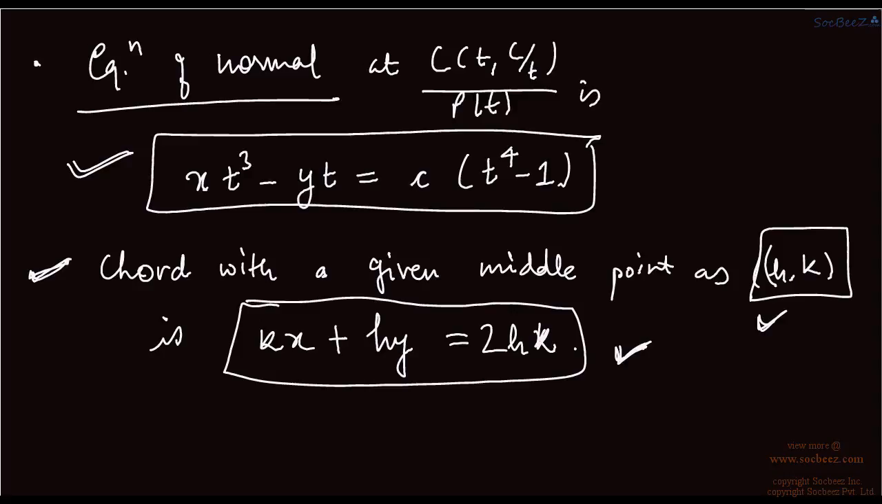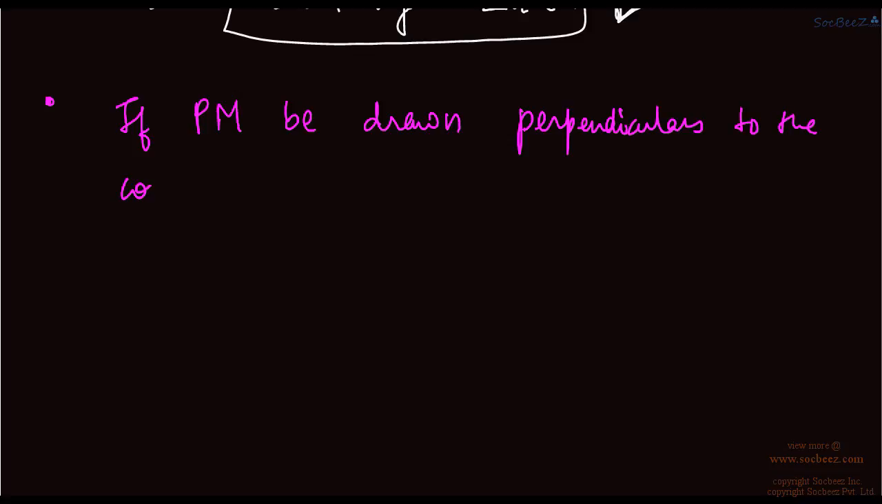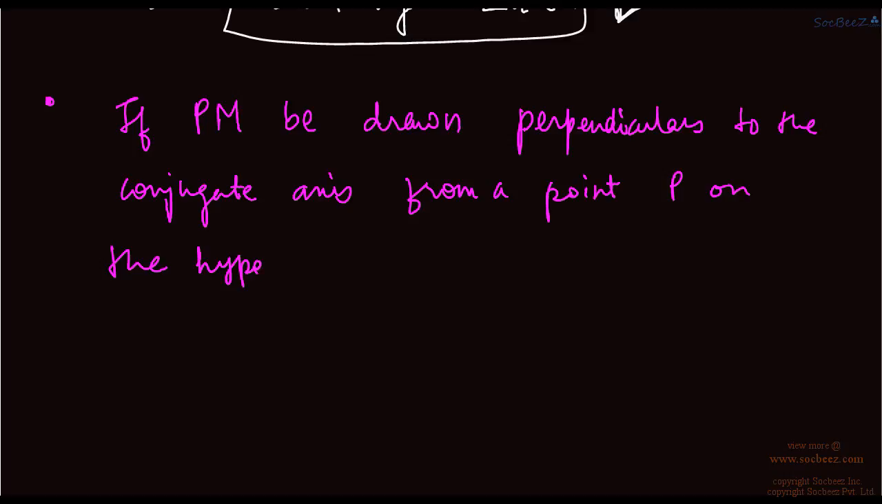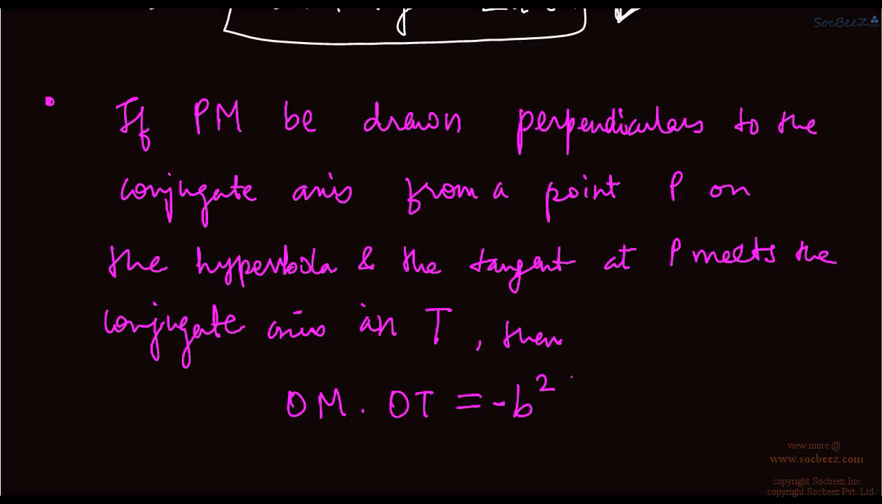Okay. Now, one important point which I am going to write with pink in the hyperbola chapter is that if PM be drawn perpendicular to the conjugate axis from a point P on the hyperbola, and the tangent at P meets the conjugate axis in T, then OM into OT is equals to minus b square, where O is the origin.